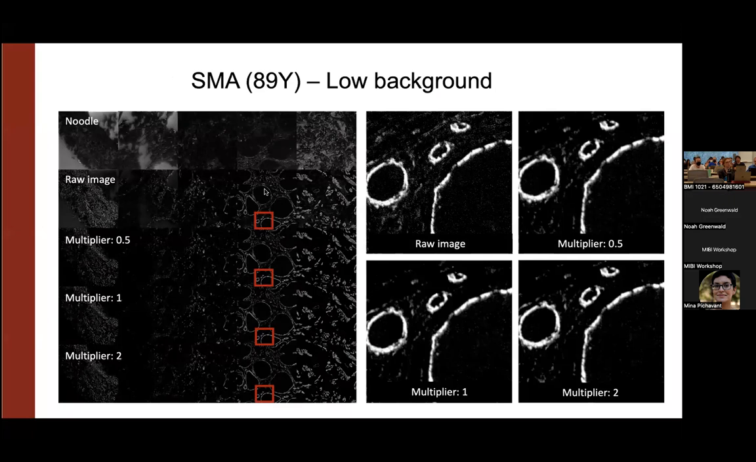You can see that with the example with SMA, where you have bright signal and all three coefficients do a great job of removing the background, but nothing happens to the signal. So it's not as informative for you to pick which coefficient you pick.